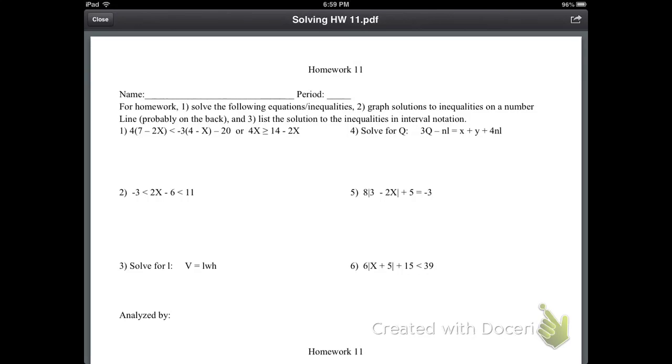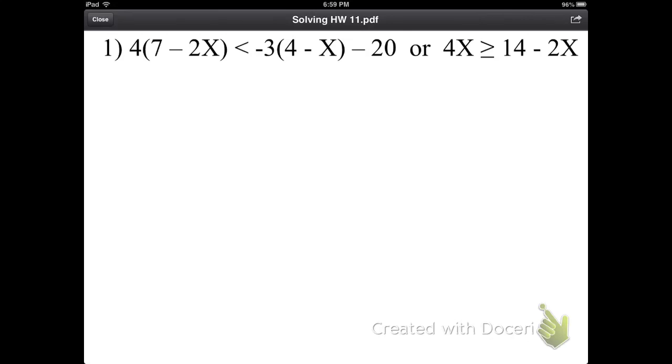Alright, we got homework 11 now. Number 1 is really big and long, just like it was yesterday. But we'll try and deal with it step by step. Okay? First thing to notice is there's this OR here in the middle. It splits our problem into two parts. You have to deal with the inequality on the left, and you have to deal with the inequality on the right. Separately, solve them separately.